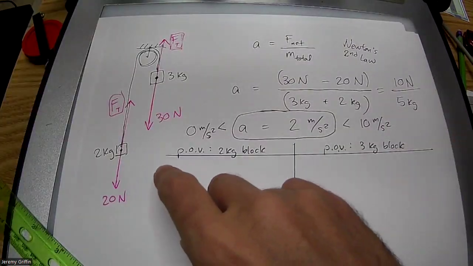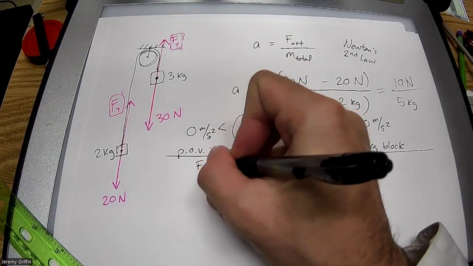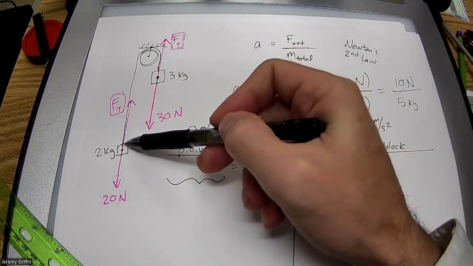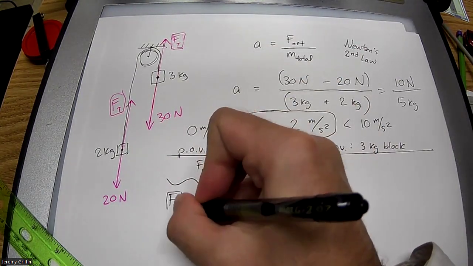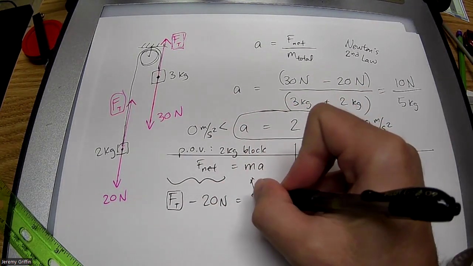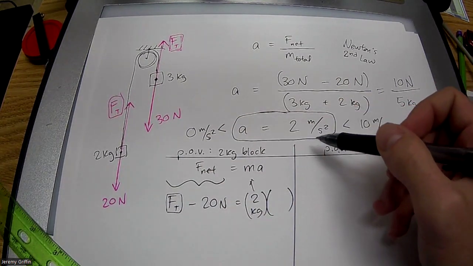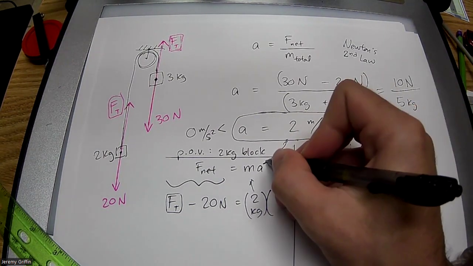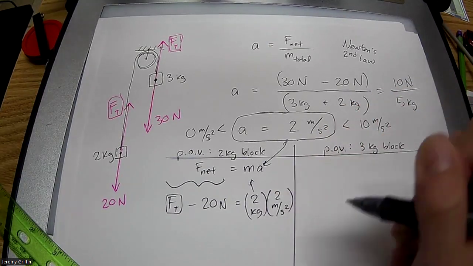So from the point of view of the 2 kilogram block, I'm using my framework, net force equals mass times acceleration. Guys, the net force, could that be the tension pulling up minus the weight down? So tension force up minus the weight down results in a 2 kilogram block accelerating at how much? We just solved that: 2 meters per second squared.